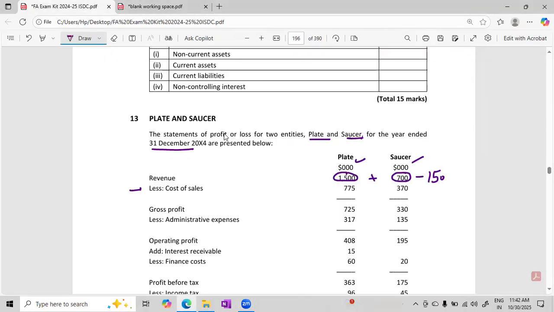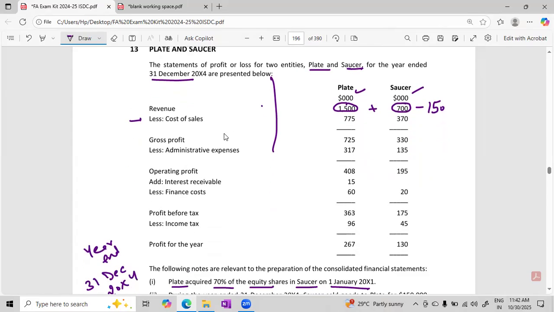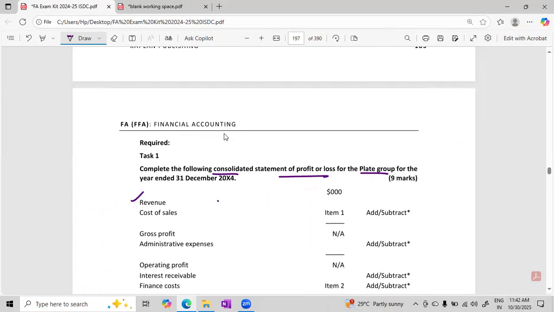So I'll add 1500, I'll add 700, and from that I'll deduct 150. That would give me my answer of 2050. Over here I'll write 2050.